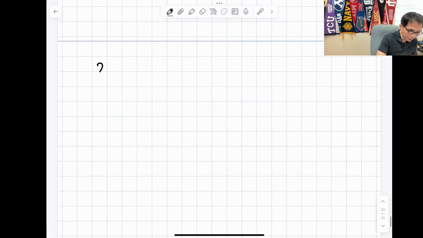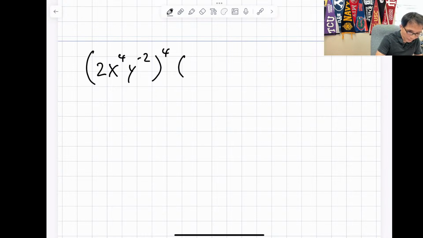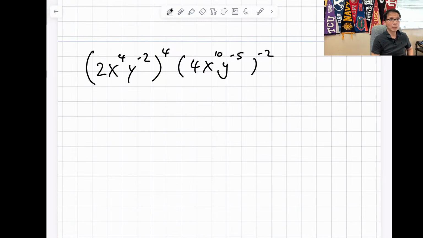So let's just say I have 2 x to the 4th, y to the negative 2, to the 4th power, and then let's say it's 4 x to the 10, y to the negative 5, to the negative 2 power, something like this, right? It seems very massive, but let's start with something so easy. Let's start with 2 to the 4th power to the 3rd. What would it be? 2 to which power? 2 to the power 12, because those two are going to multiply together.